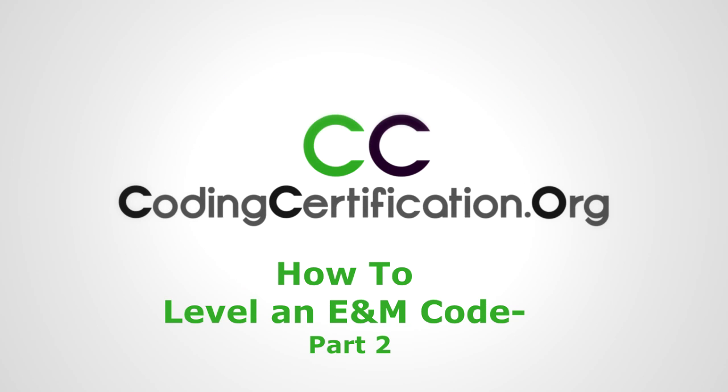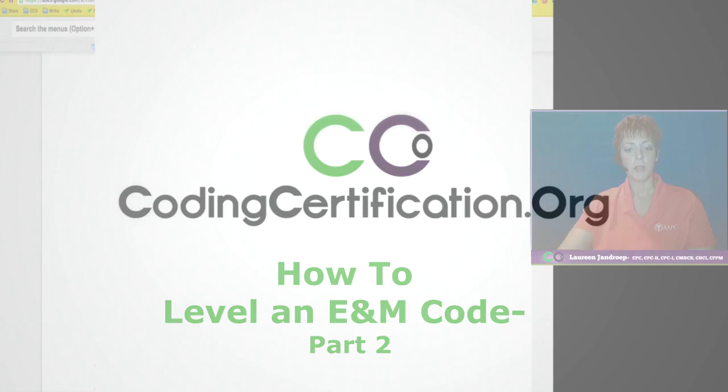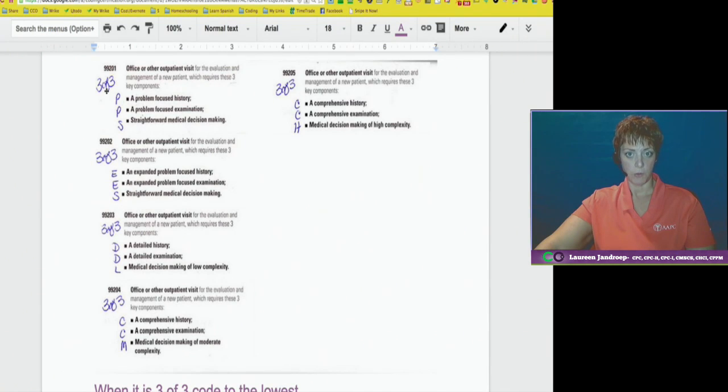The other part of the story that we need to think about is 3 of 3 versus 2 of 3. That's very critical to getting the right levels. So if you look here, it says which requires these 3 key components. And you'll notice it says it for each and every single description. So this is a subcategory that the E&M guidelines are telling us that we have to meet or exceed every single bullet in order to code it.